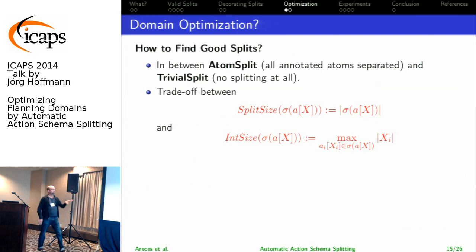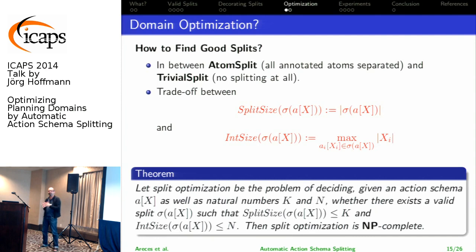This here is just the formalization of the trade-off I mentioned at the outset. Split size is the number of subschemas you're generating. Interface size is the maximum interface that you still have. And there's a trade-off between the two. If you want to be optimal, the trade-off turns out to be NP complete. So we're just facing the usual optimization problem here.